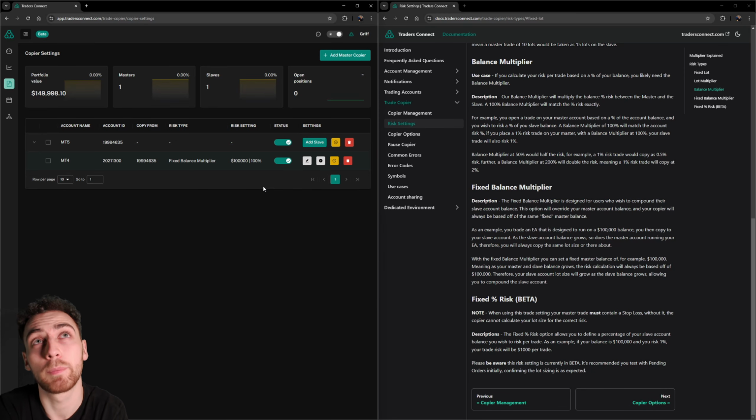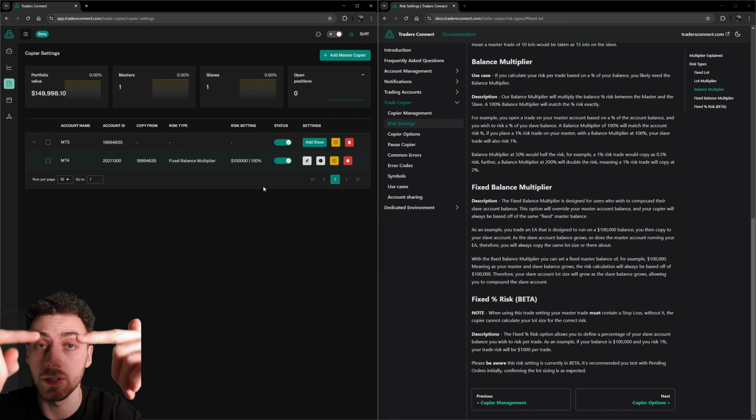Now let's say you have a 100k master and a 100k slave. If you were just using the normal 100% balance multiplier and you made 10% profit on your master, well, both accounts now would be sitting at 110k balance. They've both gone up by 10,000. So the risk calculation is going to be pretty similar as the accounts are growing at the same rate.